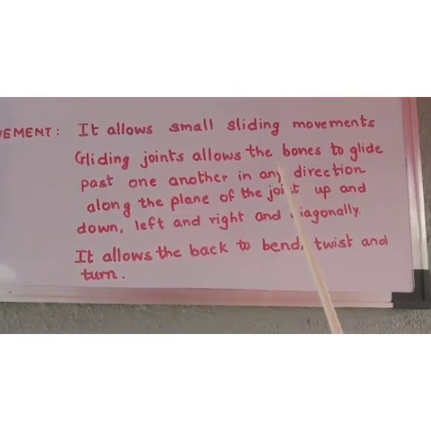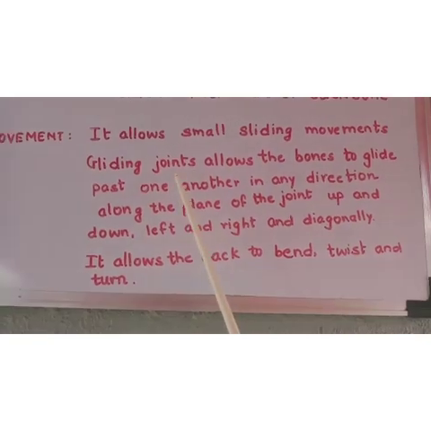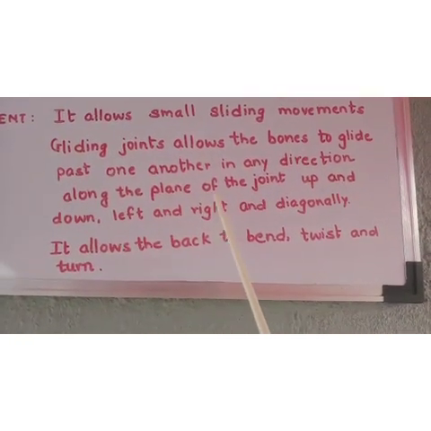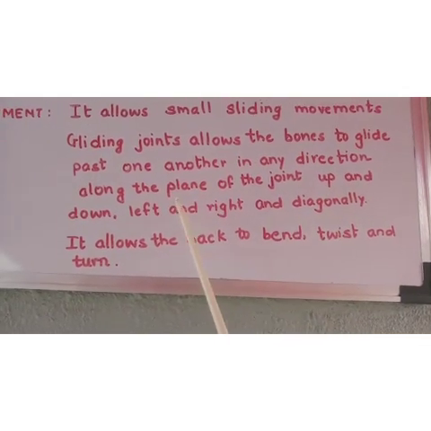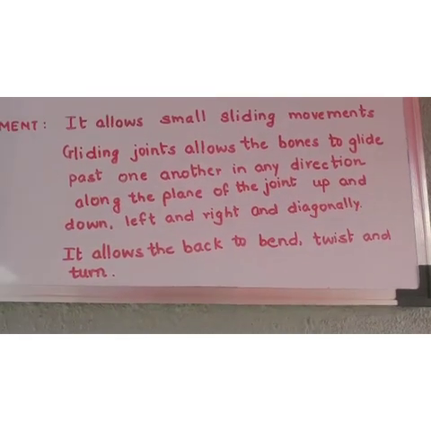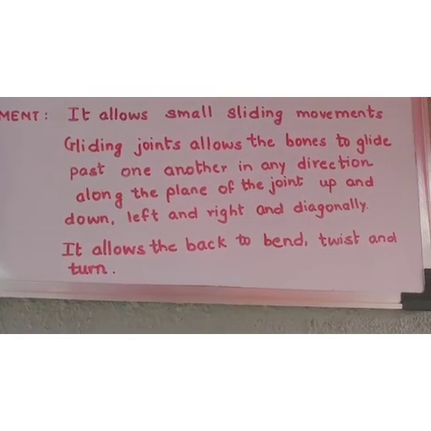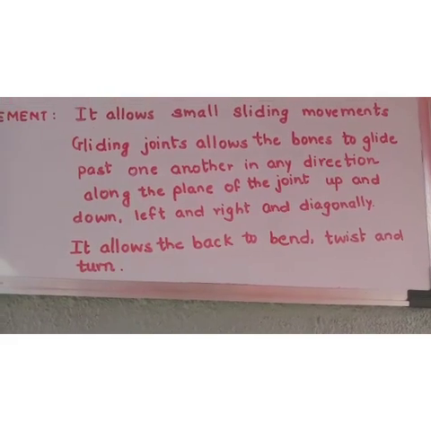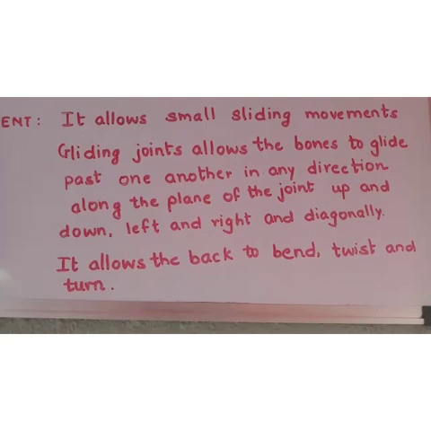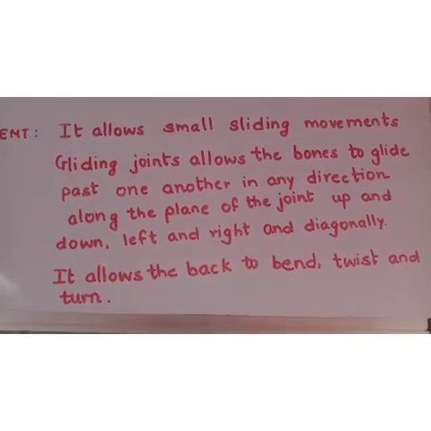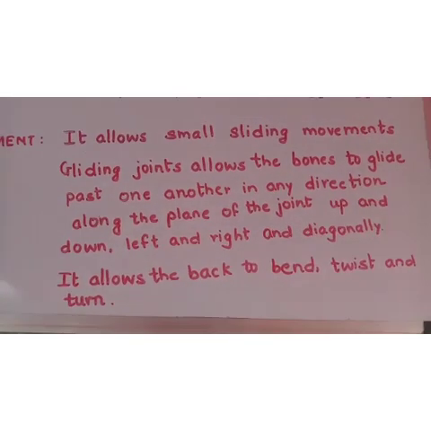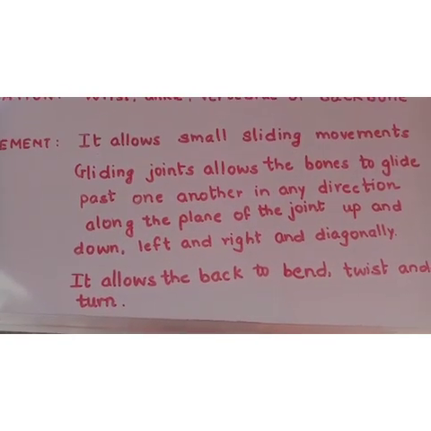Please remember, these joints allow the bones to glide past one another in any direction along the plane of the joint: up and down, left and right, and diagonally. It allows the back to bend, twist and turn. As these gliding joints are present in the vertebrae of the backbone, it allows the back to bend, twist and turn.